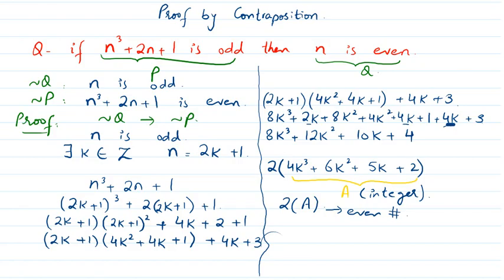So being an even number, we have proved the negation of P, that n cube plus 2n plus 1 is even with n being an odd number. So this implies that not of Q implies not of P is true. Hence, P implies Q is true. That is, whatever statement was given to us is basically true. So this is going to prove the statement.